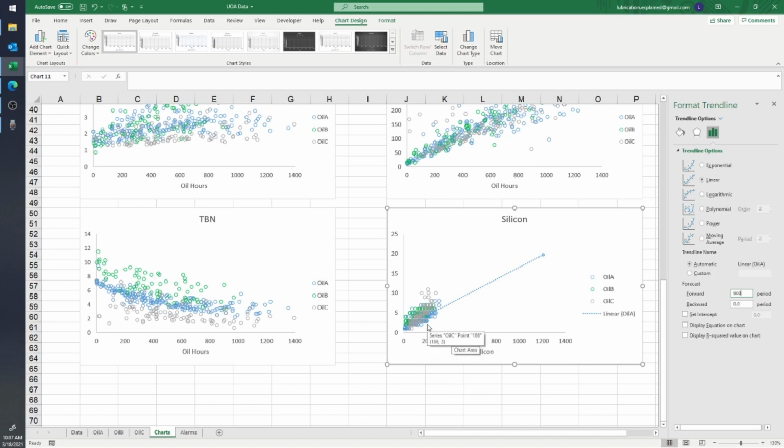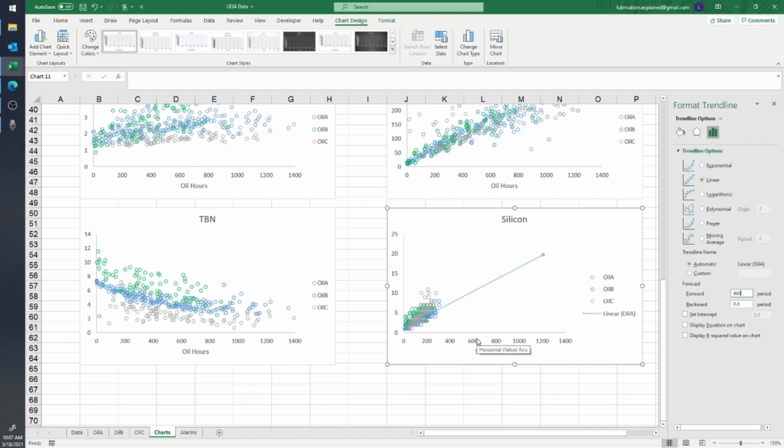Realistically, we are being way too conservative. We could go to 1,200 hours, and at that point we are projecting that our iron would get to 20. Now, in practice, would you let your oil go to 1,200 hours? No, because at that point your TBN would be junked. And we'd have to watch our iron very carefully because we're assuming a linear increase here, and it could start to increase at a faster rate. So it may be that we could only get to a silicon value of 600.